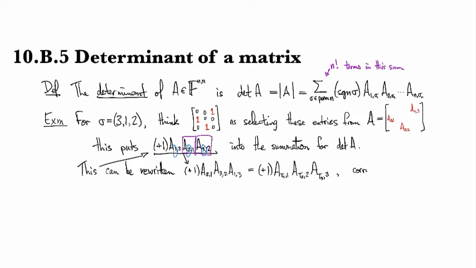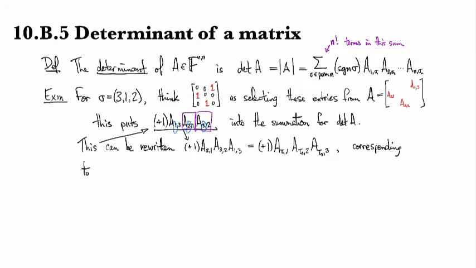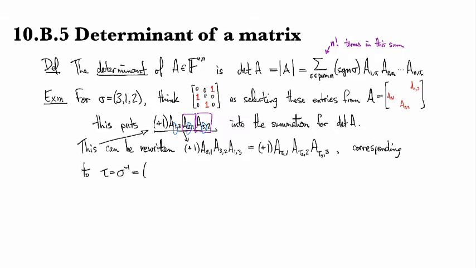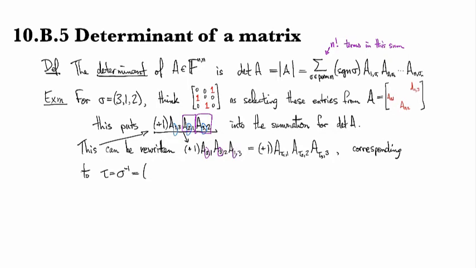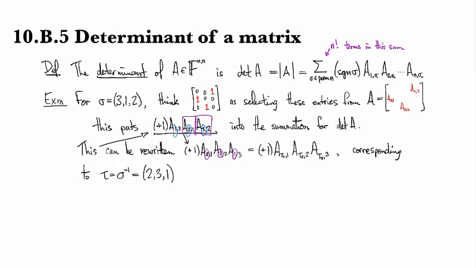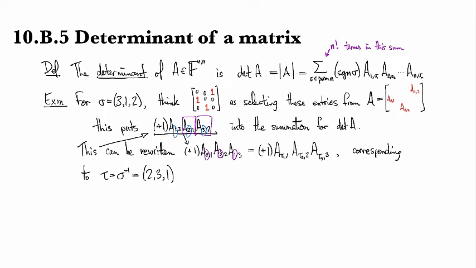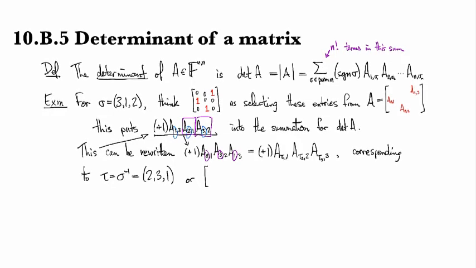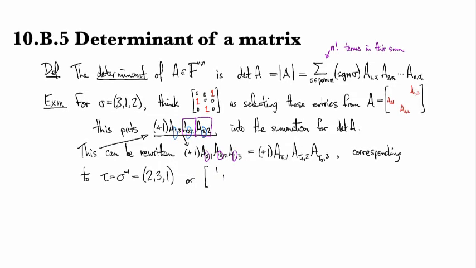And if you want to know what that tau is, it's just the inverse of sigma. Because what did we find? In the rewritten version, we had 2, 3, 1 as our indices right there, right? 2, 3, 1. And if you want to check that that's the inverse of the given sigma that we started with, you can either work it out by transpositions, or you can look at the corresponding permutation matrix. So this is 2, 3, 1.